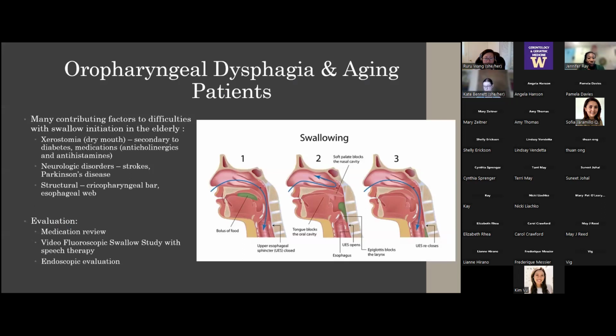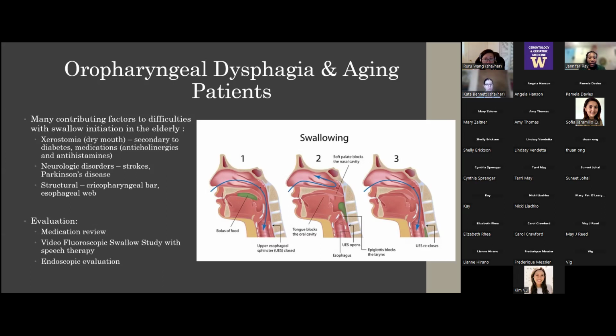Moving on a little bit from esophageal dysphagia to oropharyngeal dysphagia. We have many contributing factors causing difficulties with swallow initiation, with choking or aspiration. One is dry mouth, or xerostomia. This can be secondary to diabetes, medications, anticholinergics or antihistamines, for example. Neurologic disorders are commonly seen in the hospital and outside the hospital, with strokes or Parkinson's disease. They can have some structural causes also, like a cricopharyngeal bar or an esophageal web at the upper esophageal sphincter.